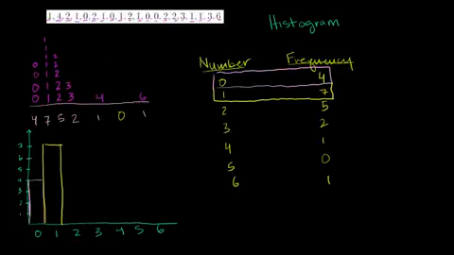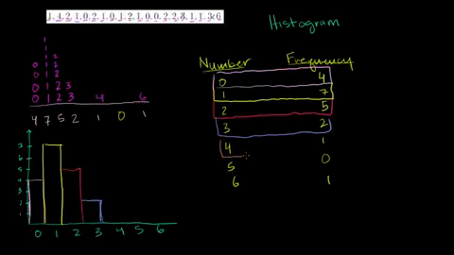2, I'll do it in a different color. 2 shows up 5 times. Do a bar graph, go all the way up to 5. 3 shows up 2 times. 3 shows up exactly 2 times here. We have 2 threes.